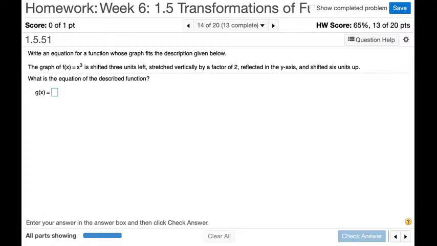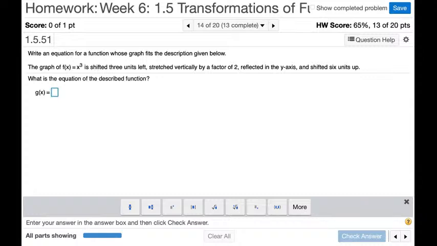Okay. So we're going to start with the base function of x cubed, right? It says it shifted 3 units left, so that means we want to add 3 on the inside. Stretch vertically by a factor of 2.